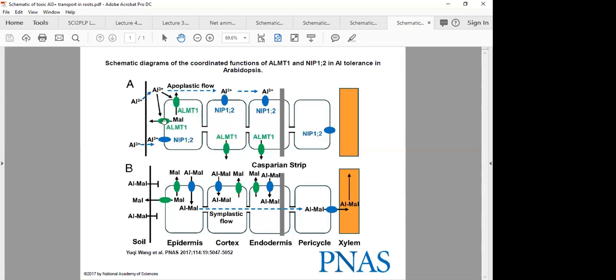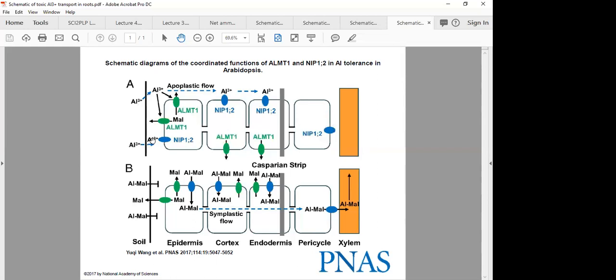Here's another theory, that ALMT1 will transport malate out even into the soil solution, not just into the apoplastic region. And there the malate can bind up these toxic aluminium ions. All right, so that's one mechanism. Let's look at another one.